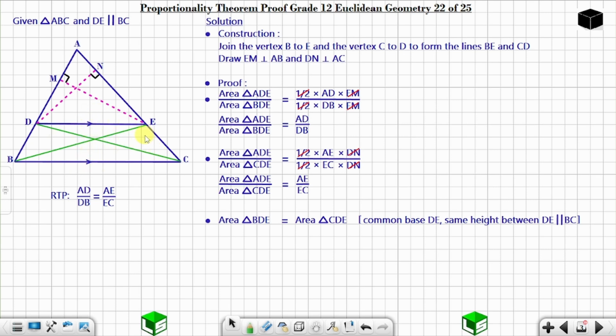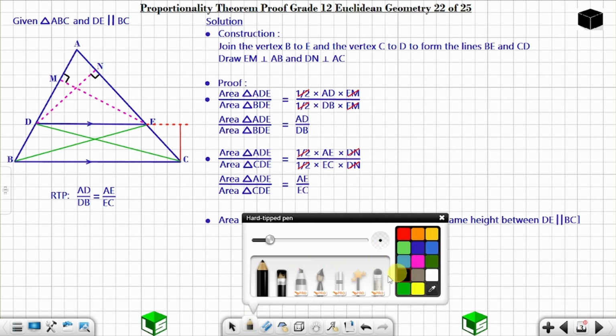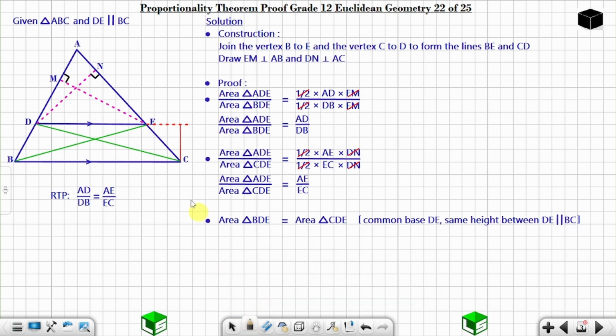Okay, so for this triangle, the triangle CDE, if you extend the line DE like this, now you can have the height which is perpendicular to this line. Okay, so this is going to be the height for this triangle, the triangle CDE. You have the height between the parallel lines.